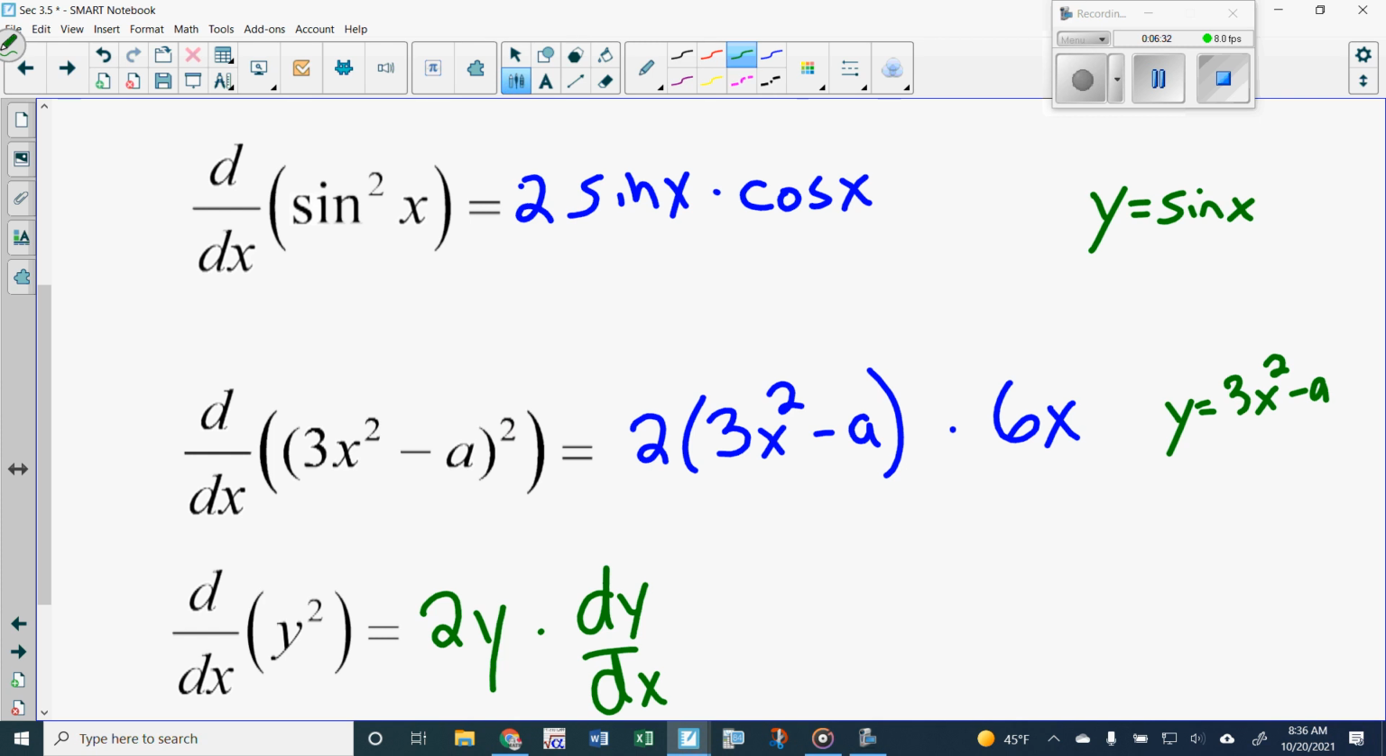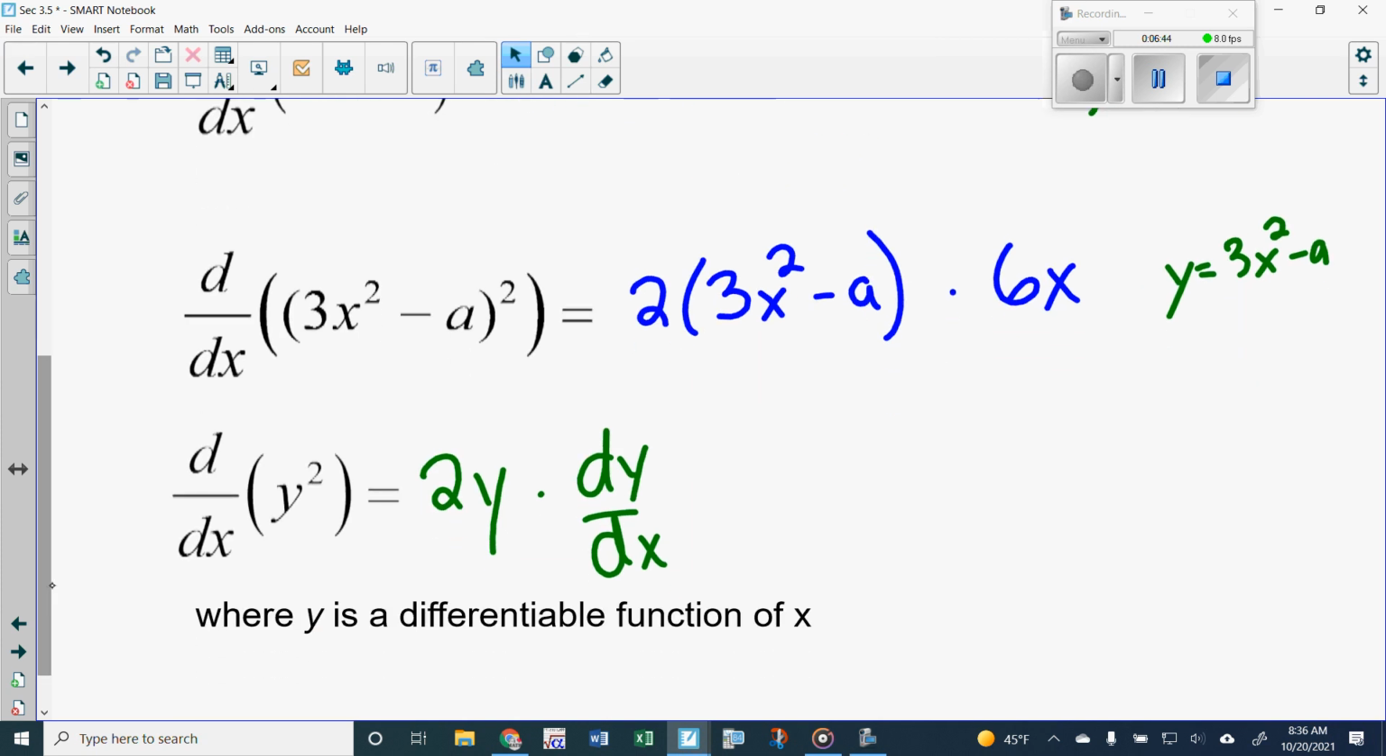So here, it was 2 times the inside times the derivative of the inside. So this down here is just a general form for all of those ones we've done previously. That make sense? So it's the same thing as we've been doing, but we're doing this as y is some function. We just don't know what it is.